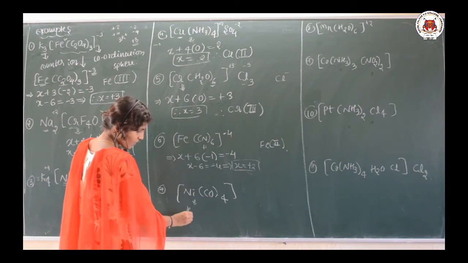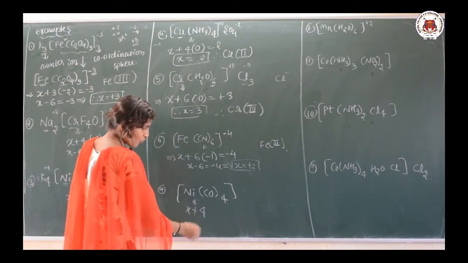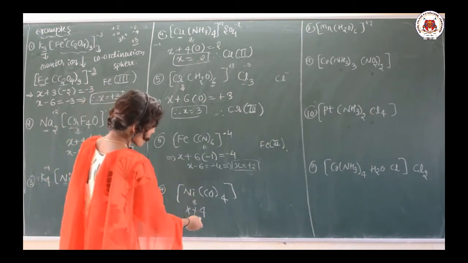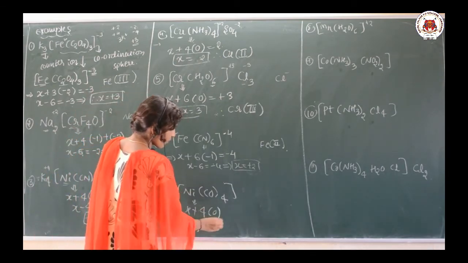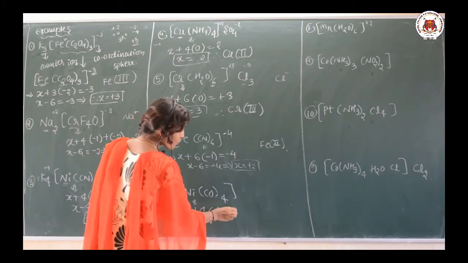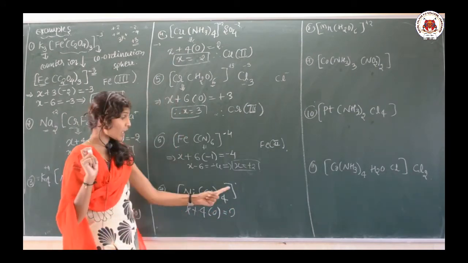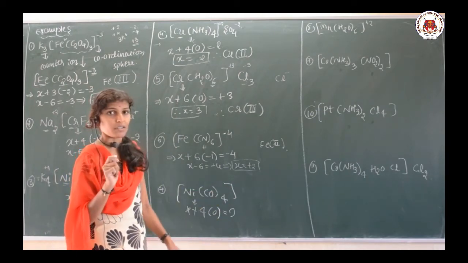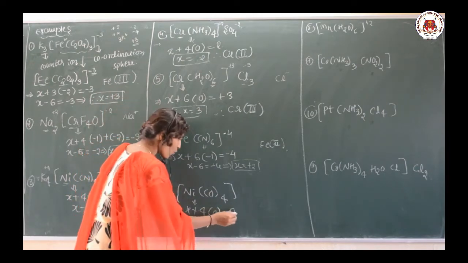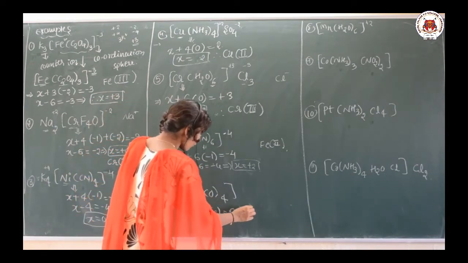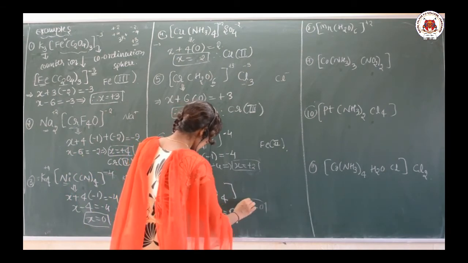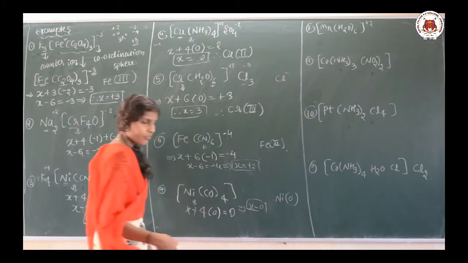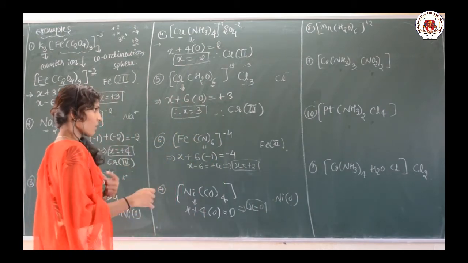Nickel, X I will take, plus 4 CO. Carbonyl donates 0, which is equated to 0, not to 1. You should not take 1 here. If nothing is there, that is a neutral, so you should equate it to 0. Therefore, what will be the value of X? X is equal to 0. The oxidation state of nickel is 0.